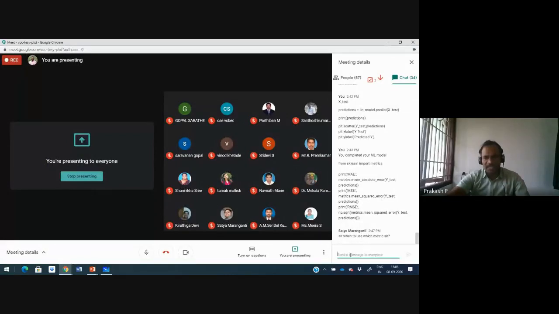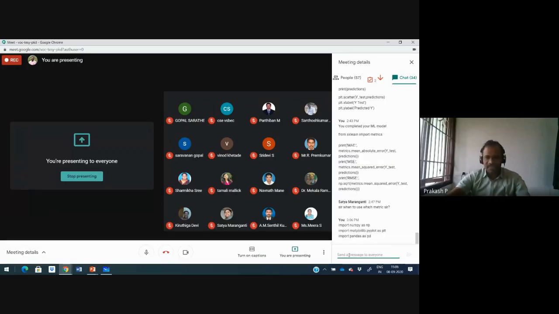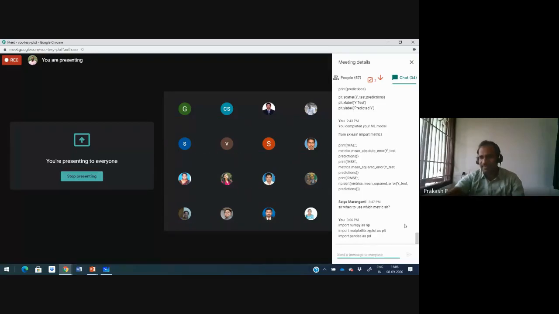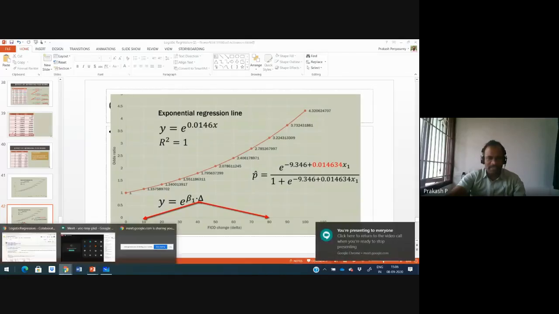When to use which metric, ma'am? What you need to do is apply all the metrics and find which model has the least error, and we can use that metric. Using a metric to analyze also depends on the variance. If it has high variance, you should go with root mean square error and mean square error. If it is less in variance, then you can go with MAPE, MAE and other metrics. Now you can try to implement logistic regression.